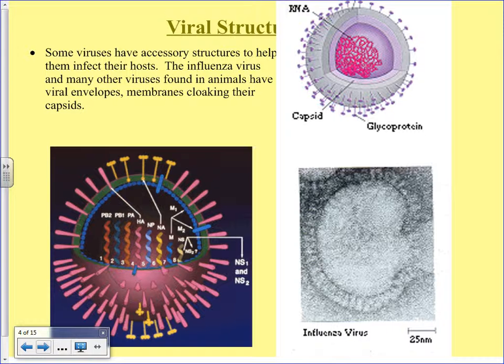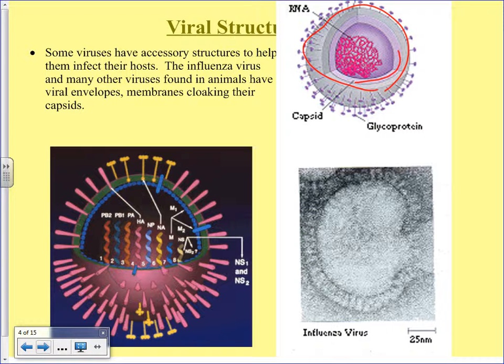Some viruses have accessory structures that help them infect their hosts. The influenza virus, that's this one here, is found in animals. They have viral envelopes, which are membranes that cloak their capsids. You can see the capsid is this kind of light purple thing here, and then there's a membrane that goes around it that hides it. Your body recognizes things by their unique proteins, especially your immune system. It completely relies on the unique protein structure of something to recognize it.